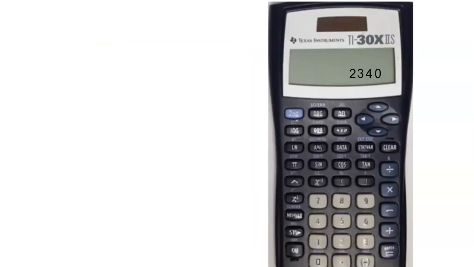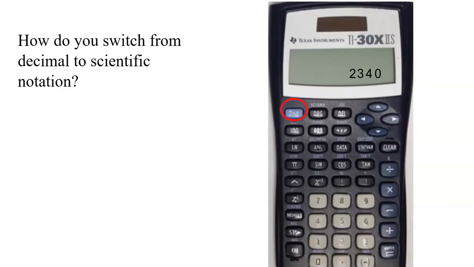Okay, the first thing we're going to do is to look at how to convert just regular decimal form writing on the calculator to scientific notation, and it's actually pretty easy. So you see we have this number here, 2,340, and if we want to convert it to scientific notation, there's just a couple of buttons we have to remember. First of all, the second function, and then the button right beside it, where above it says SCI/ENG. This is the button we ultimately use.